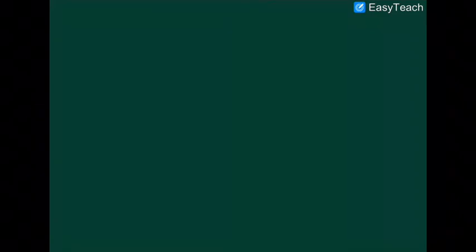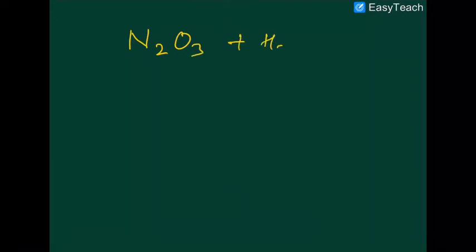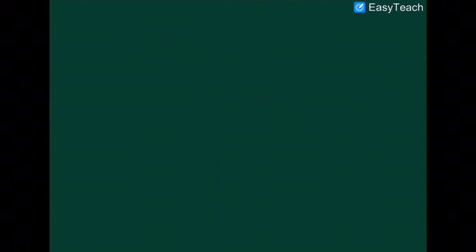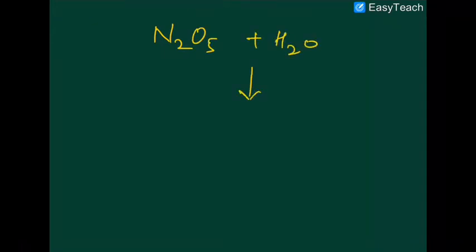Similarly, if you take N2O3 and add water to that, what will you get? You will get 2 moles of nitrous acid. And if you have N2O5 and dissolve it in water, you will get 2 moles of nitric acid.